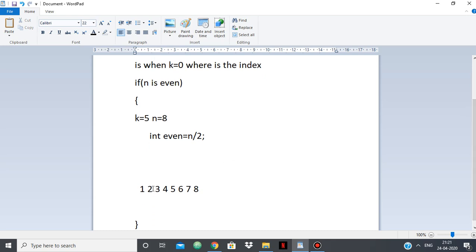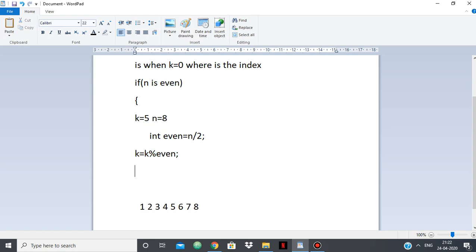How? So I'm at 2, first I move to 4, second I move to 6, third I move to 8, fourth I move back to 2. Okay, so let's just simply say k is equal to k percent even. So this will be doing all the rotations for me.